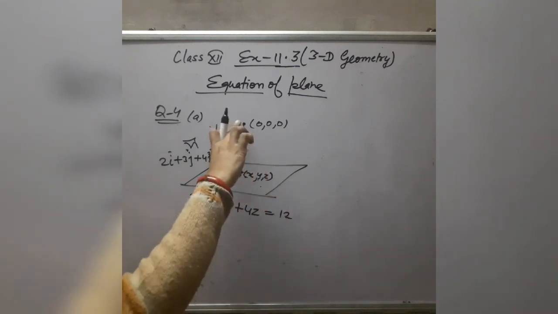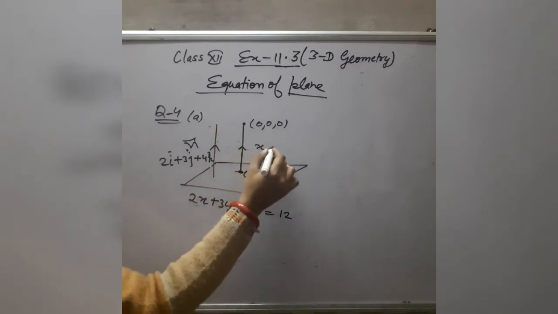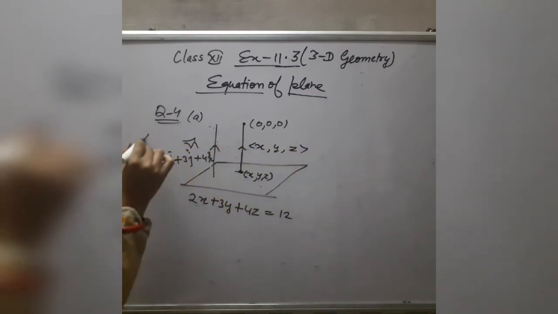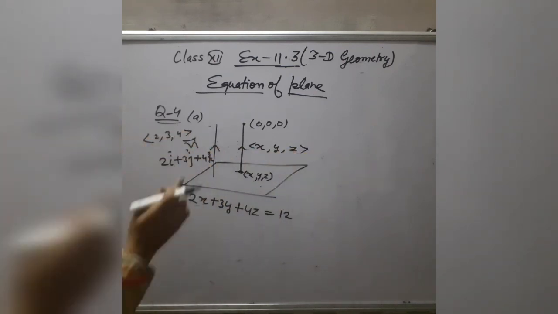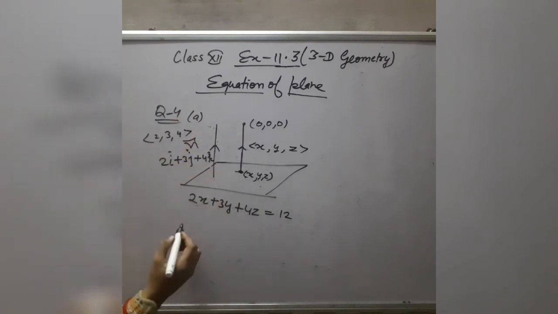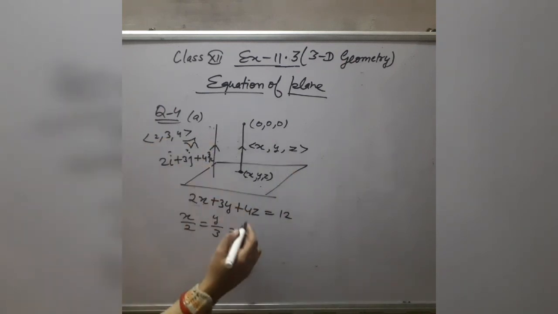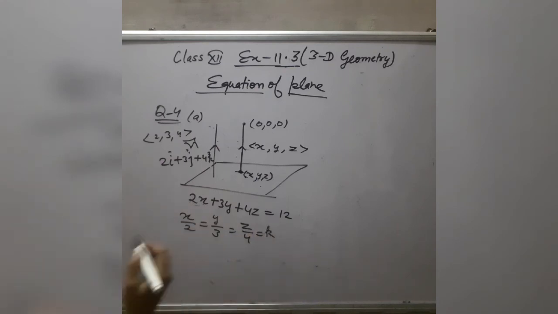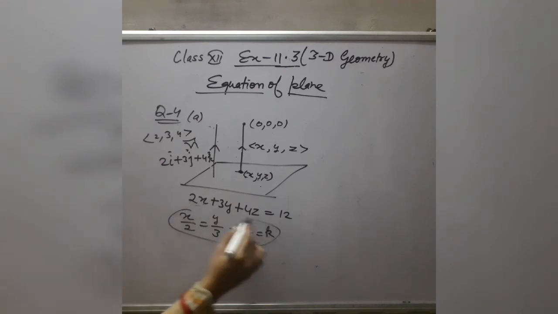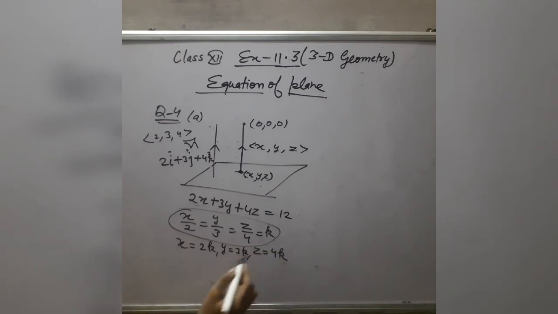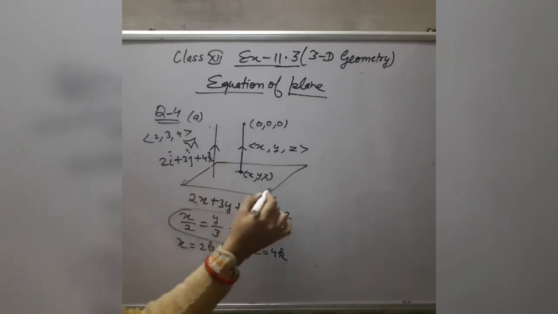If this point is (x, y, z), then what will be the direction ratio of this line? x - 0 means x, y - 0 means y, z - 0 means z. And the direction ratio of this normal will be 2, 3 and 4. And these two lines are parallel to each other. It means the direction ratios will be in the same proportion: x/2 = y/3 = z/4. Let us suppose all these three ratios equal k. So from this result, what is the value of x? x is 2k, y is equal to 3k, z is equal to 4k, and this point lies on the plane also.